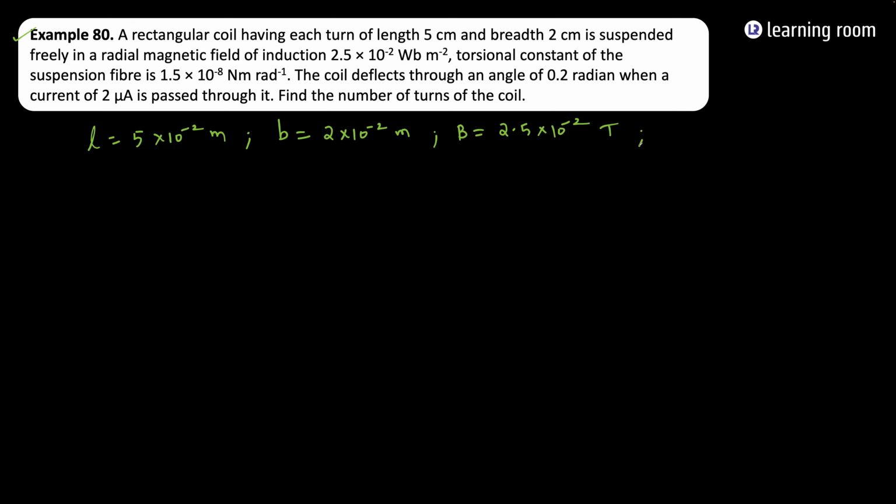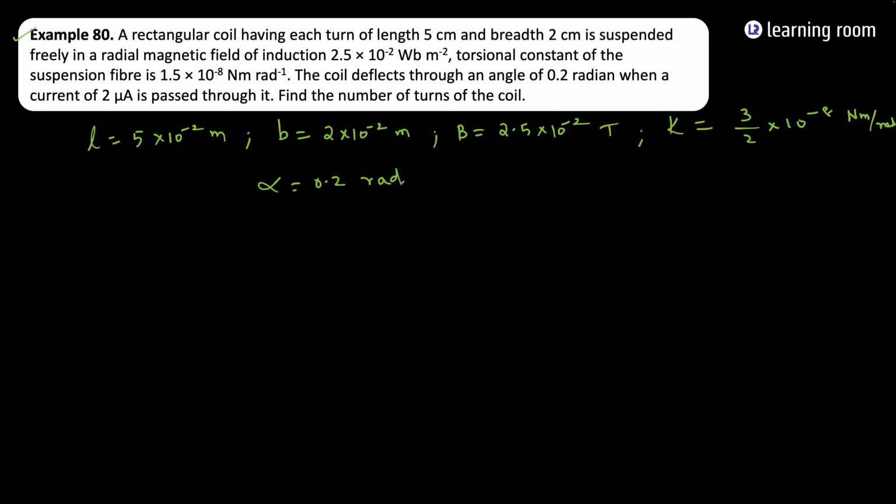The constant of the suspension fiber, the value of K, is taken to be 1.5. Can I write it as 3 by 2? So 3 by 2 into 10 power minus 8 Newton meter per radian. Here the angle is measured in radians, so be careful. The coil deflects through an angle of 0.2 radian.